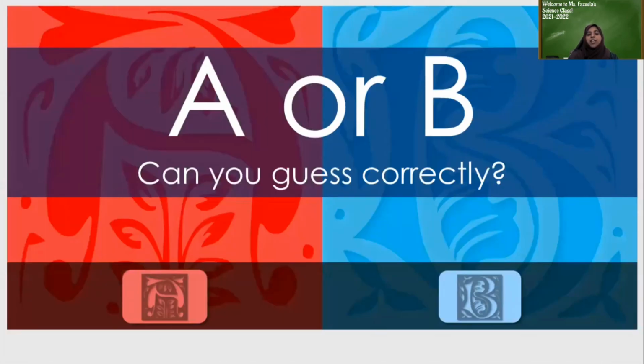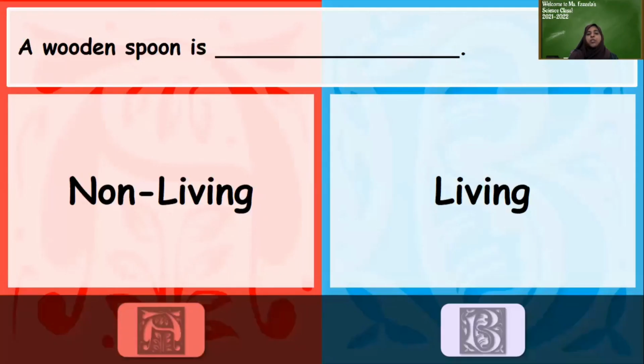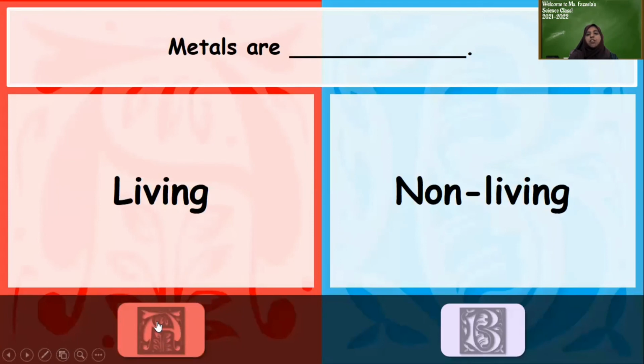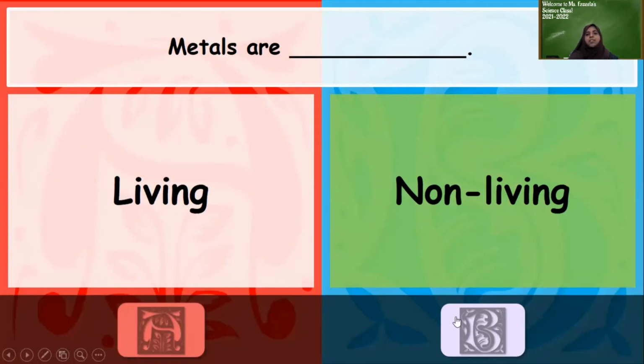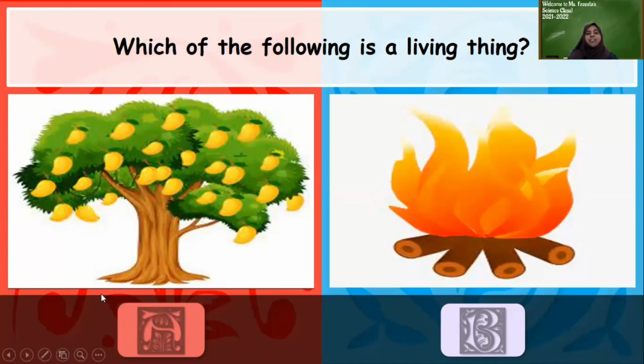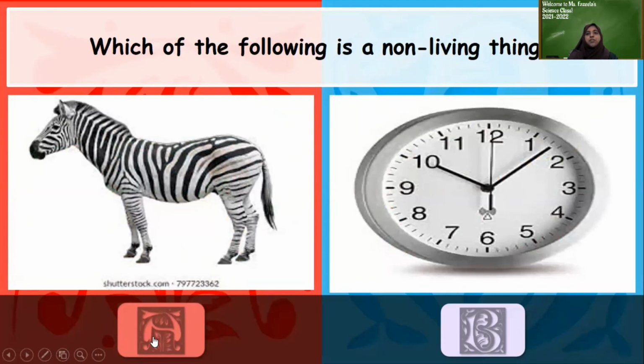Let's try to see if you can guess correctly. A wooden spoon is living or non-living? It is non-living. It was once living, but now it's non-living. Metals are what? Living or non-living? Yes, it is non-living. Which of the following is a living thing? Of course, the polar bear. Which of the following is the living thing? Yes, the tree. Which of the following is a non-living thing? Yes, the clock.